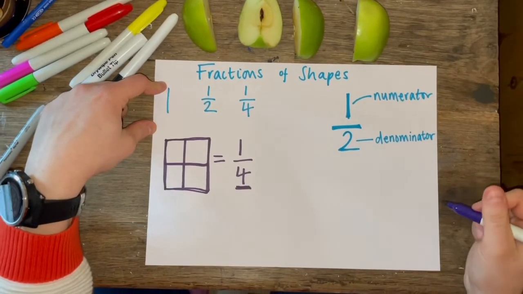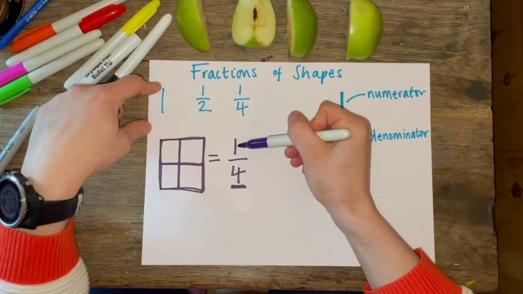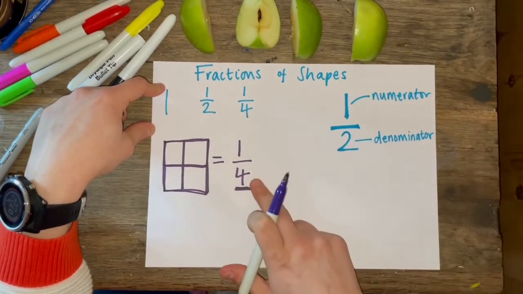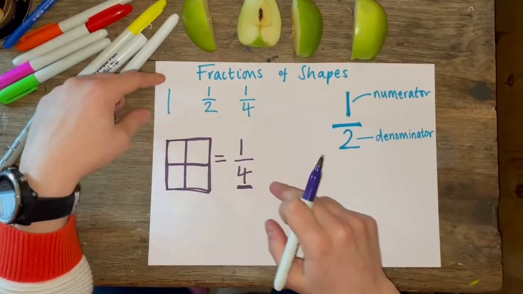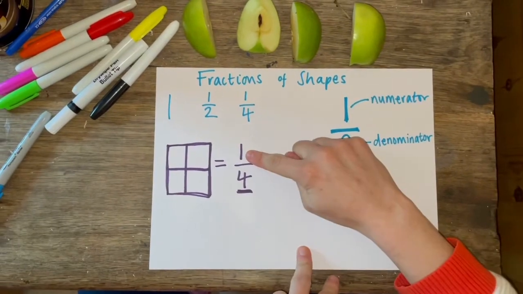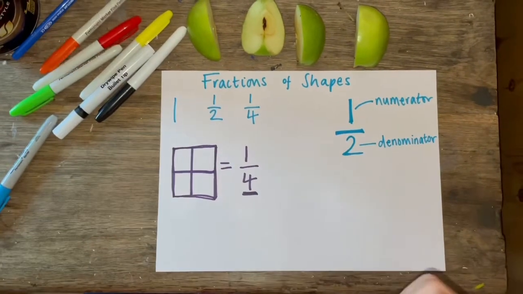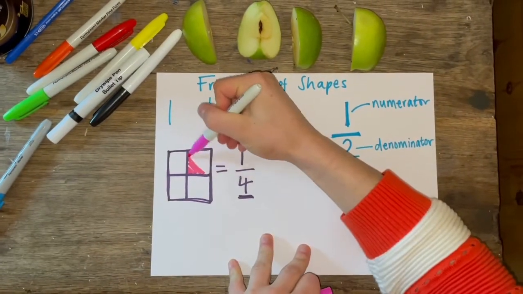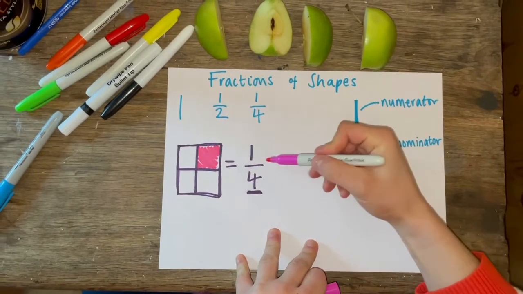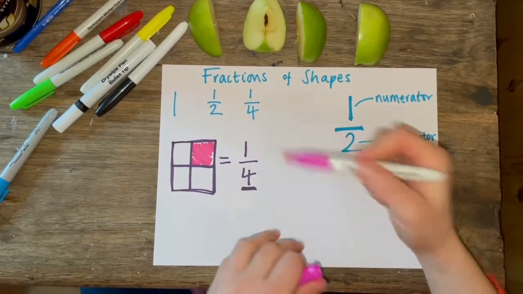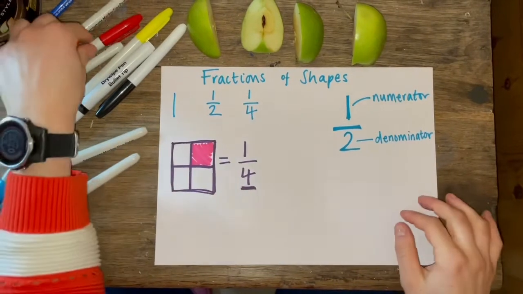Now the question's asking us to colour in 1/4. So out of the 4 we've got, we need to colour in 1. So I'm going to choose another colour pen, and I'm going to colour in only 1/4 because it's only asking me for 1. Let's do another one just to check.